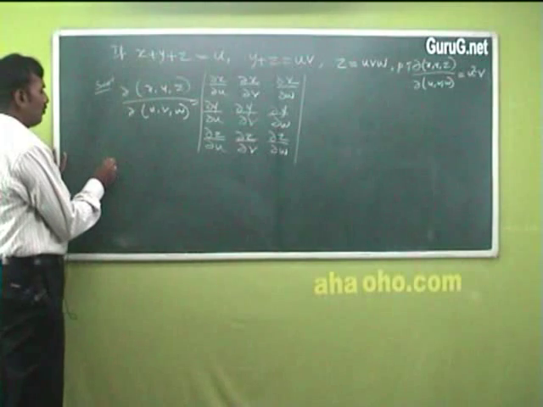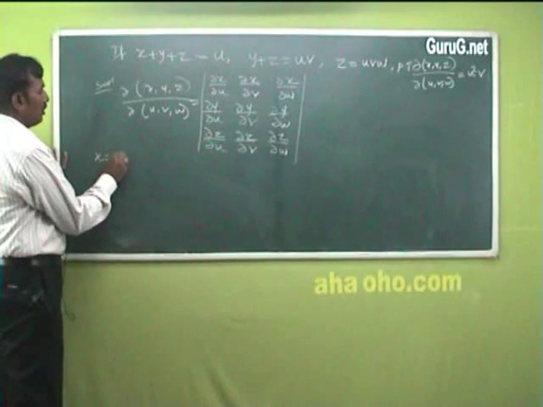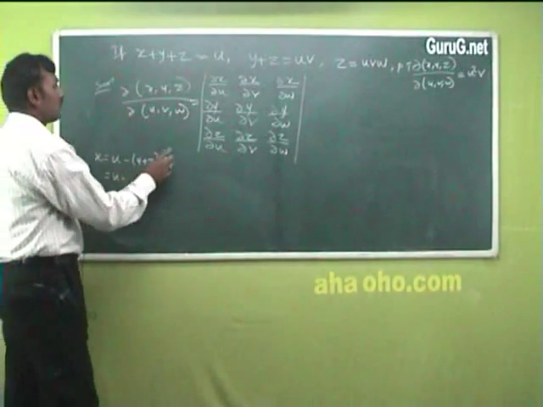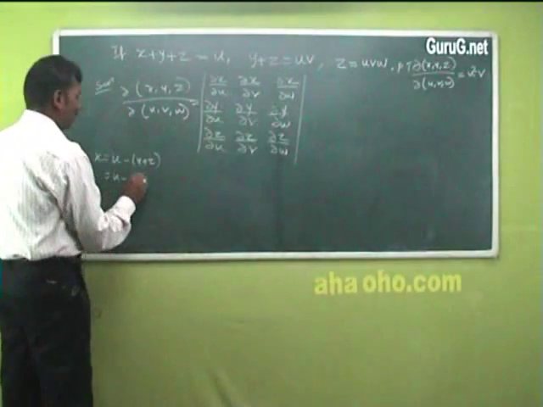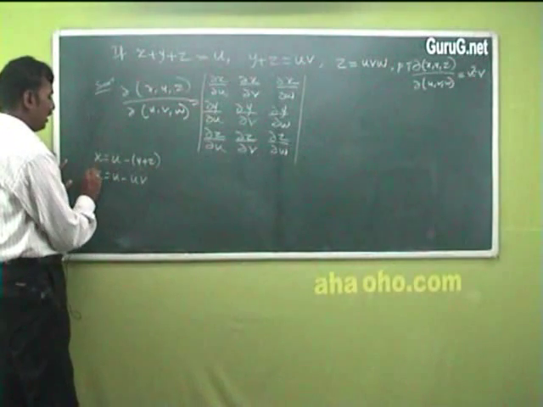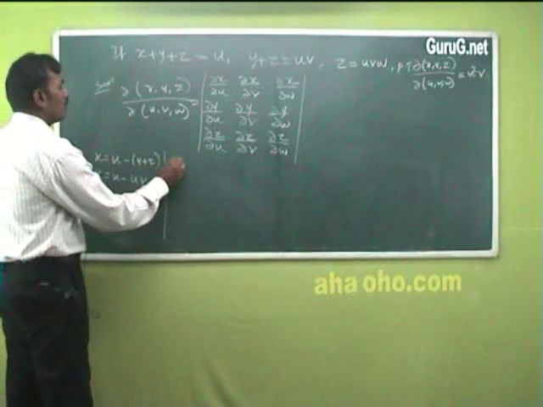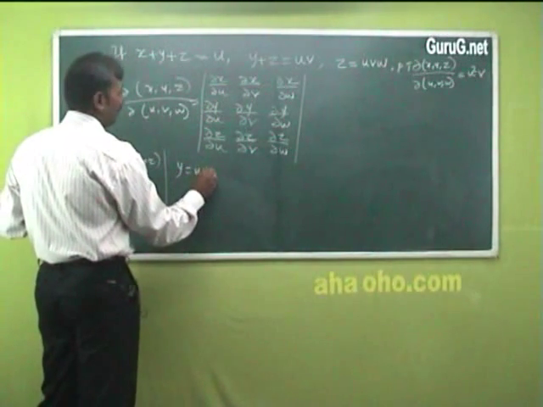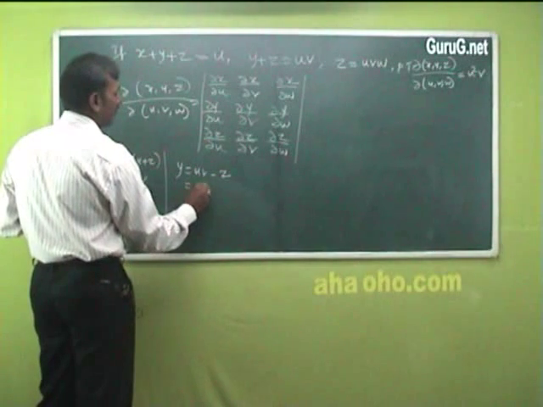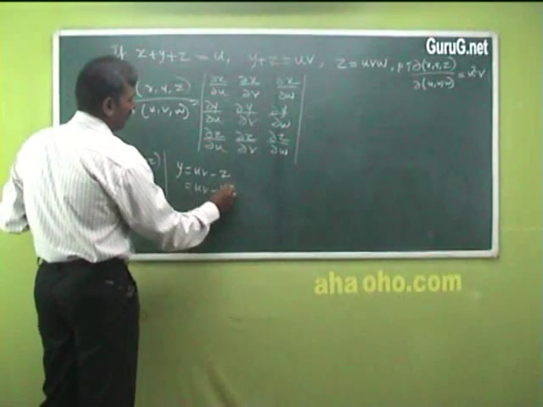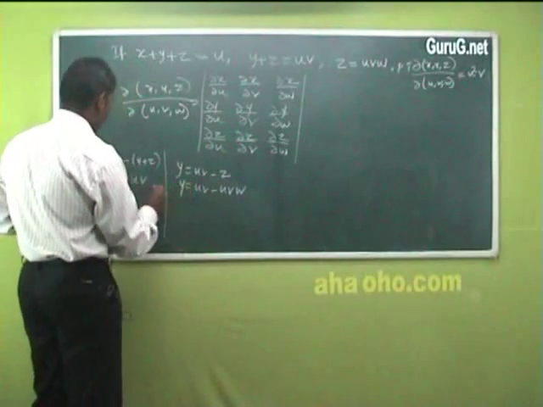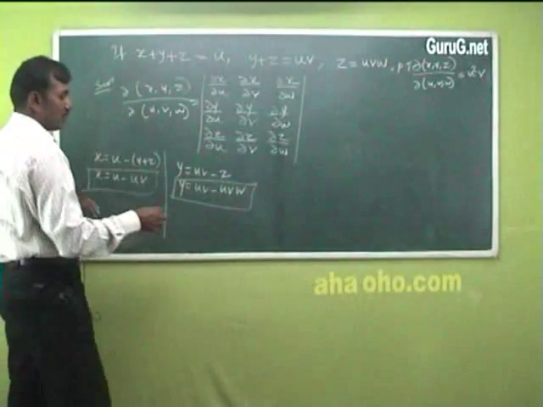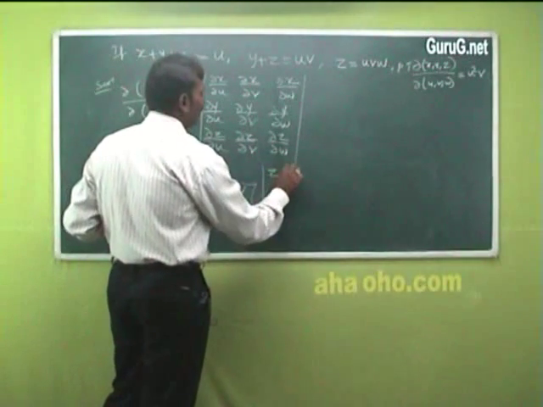Right? So from 1, x equal u minus y plus z. So u minus y plus z value is uv. So u minus uv. So x equal u minus uv. So y plus z equal to uv. So y equal uv minus z. So uv minus z value is uvw. So this x is in terms of u, v, w and y is in terms of u, v, w, and this is already in u, v, w, right?